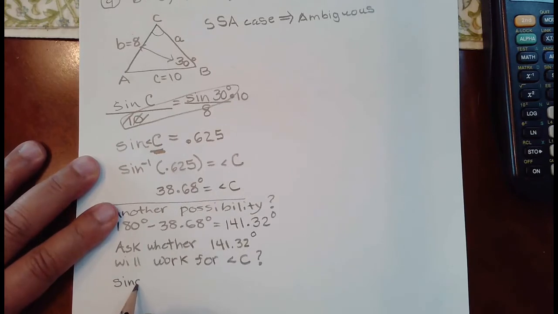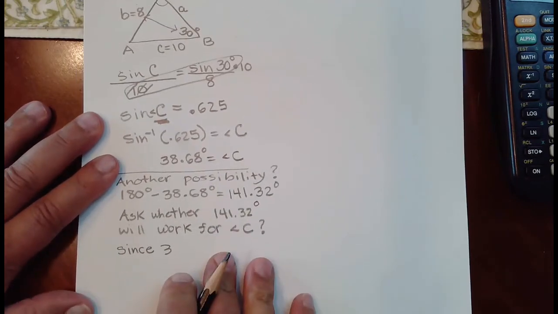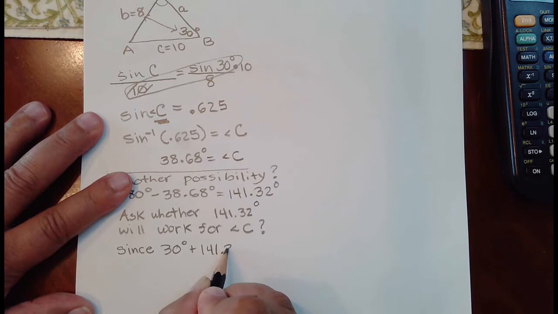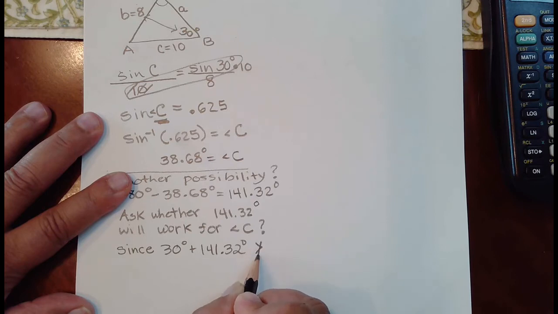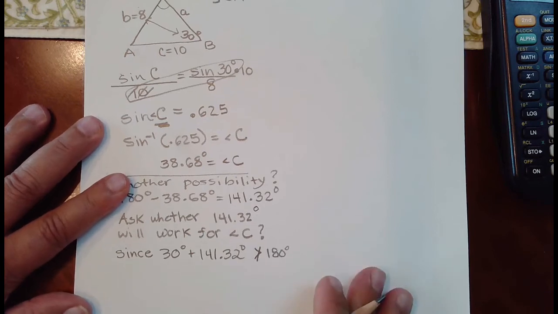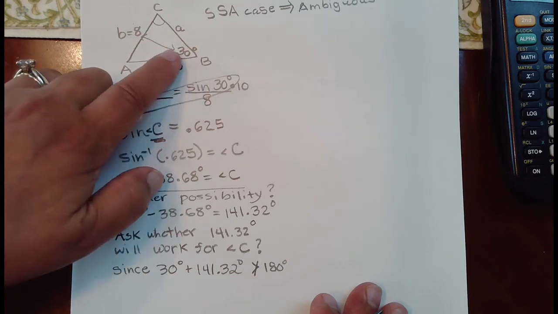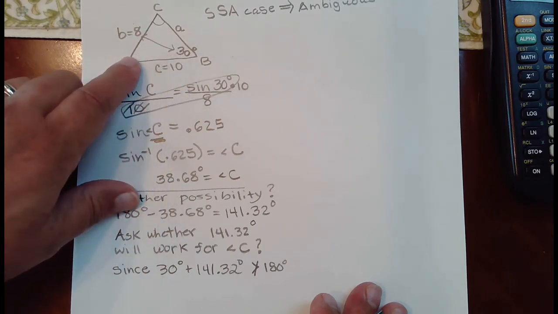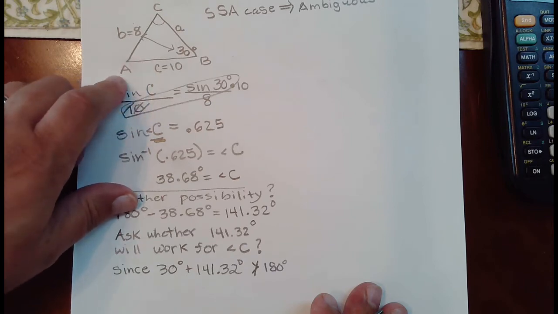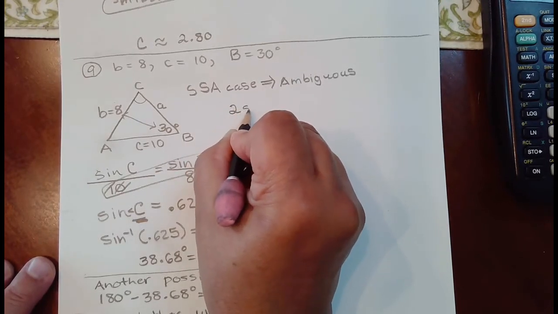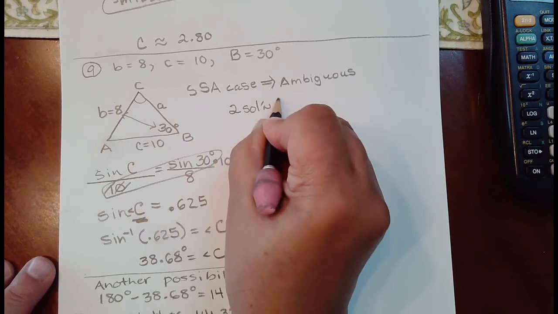So I'm going to write that down here. Since the 30 that is there plus the 141.32 does not throw you over, it is not greater than 180, that means you still have room for a third angle. Even if you put the 141 right there, that plus that is only up to 171. That means you still have some degrees to devote to angle A. So what this means is that you are in the two solution case.